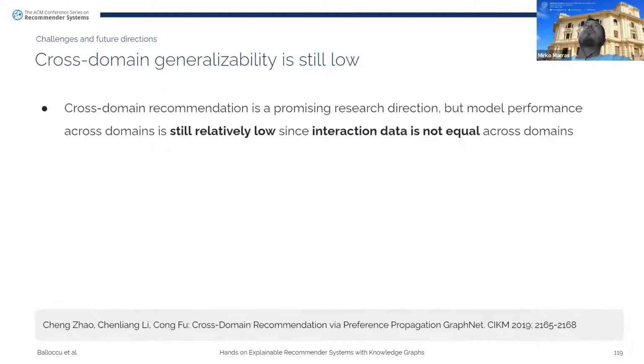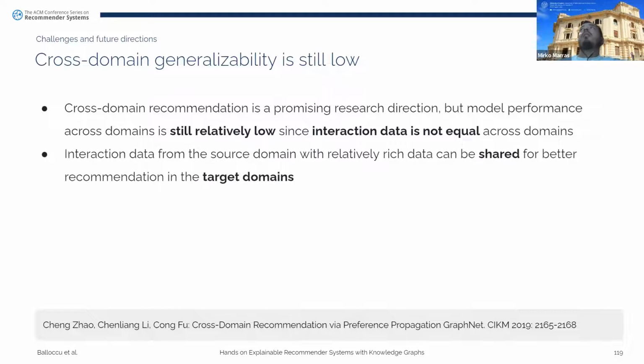Recently, works on cross-domain recommendation have appeared, and the motivation behind them is that interaction data is unbalanced across domains. For example, on the Amazon platform, the book subset is larger than other domains. With transfer learning techniques, interaction data from the source domain with relatively rich data can be shared for better recommendation in the target domains.